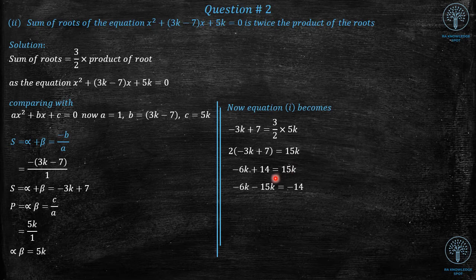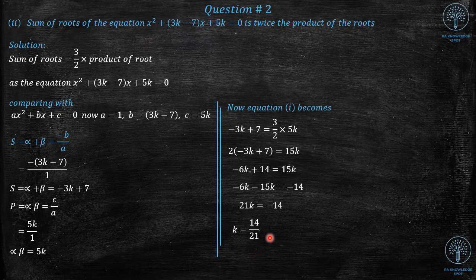Now 15k is positive, and when you take it to the other side it will be negative. 14 is positive and there it will be negative. Now minus minus plus, when you add them you will get 21k and minus 14. Minus is going to be cancelled with this minus, and you have to find the value of k. That's why 21 is multiplying and there it will be divided.